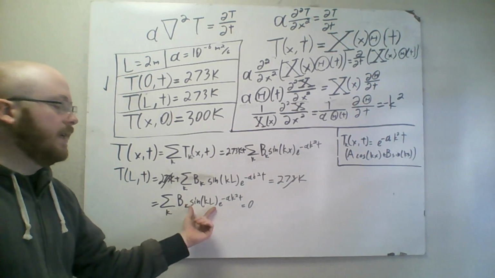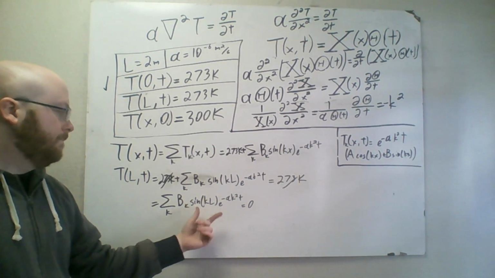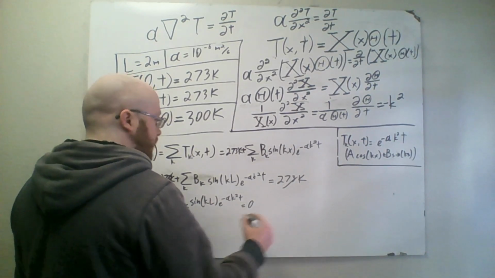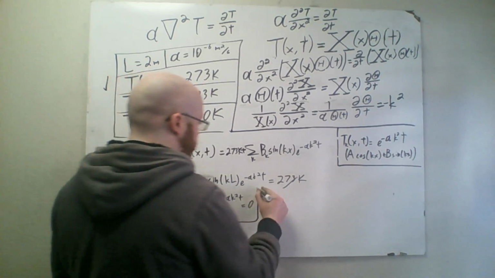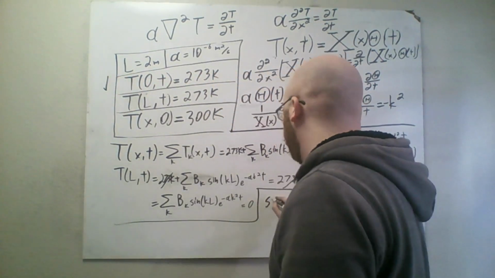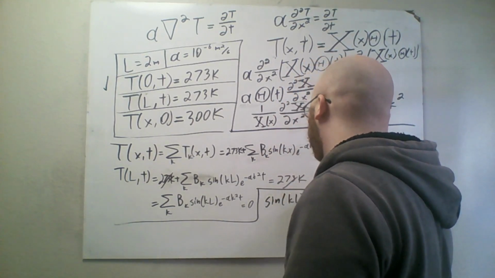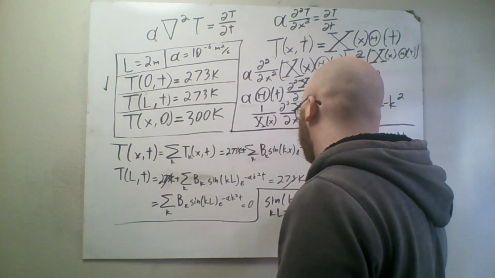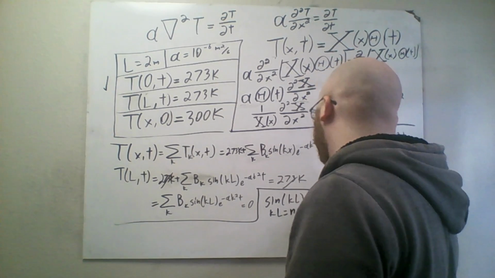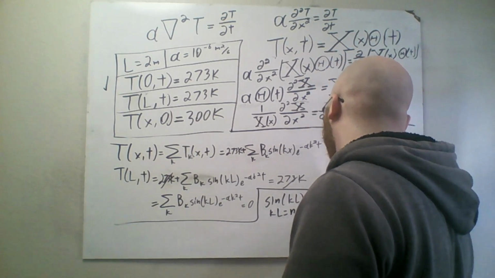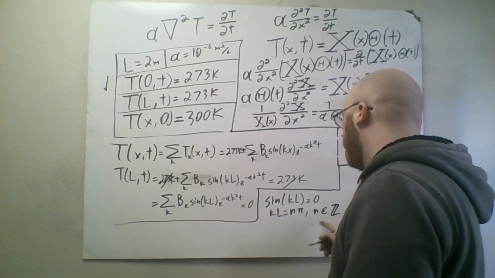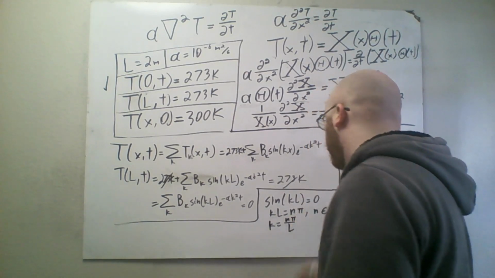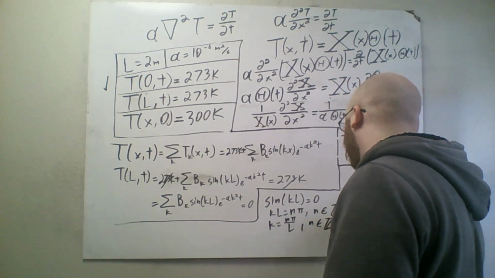So now the other way to make it equal to 0 is to make the sine term equal to 0, right? And to do that, we need to make all the signs 0. So now, just box this off. Sine KL equals 0 implies that KL equals n pi, where n is in integers. And then if we divide, we get k equals n pi over L, where n is some integer.